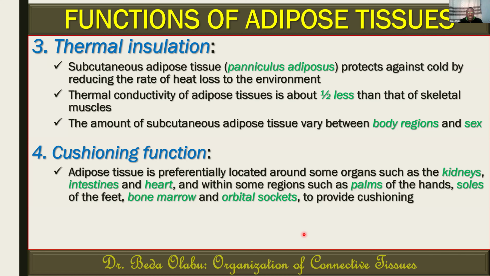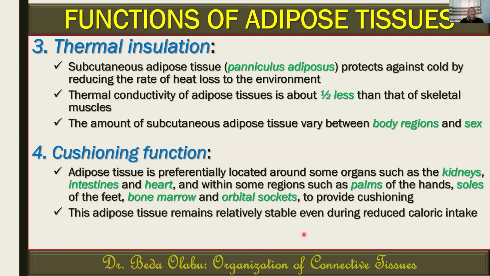And in all these areas, adipose tissue provides cushioning to the organ or to these regions. So for example, in the palms, cushioning, because we use our palms a lot in touching things. So we need some cushioning effect. On the soles, we walk with our feet, and so some cushioning effect. In bone marrow, so that the cells of the bone marrow are placed in their rightful places without necessarily falling off. In the orbital socket, so that the eye is positioned as anterior as possible without the eye drawing back, which would lower your visual field.